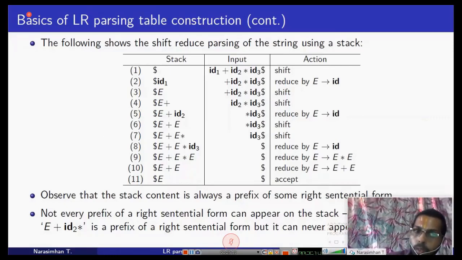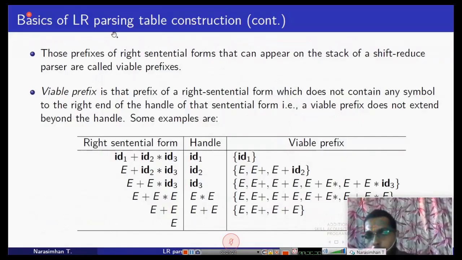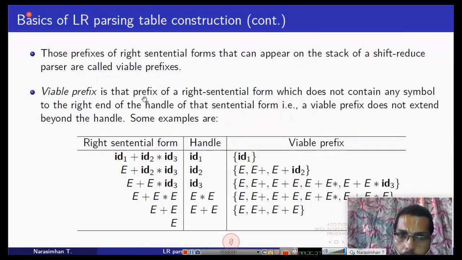So those prefixes of right sentential forms that can appear on the stack of a shift reduce parser are called viable prefixes. That is how you informally define it. Viable prefixes are those prefixes of right sentential forms that can appear on the stack of a shift reduce parser. More formally, it could be defined like this. A viable prefix is that prefix of a right sentential form which does not contain any symbol to the right end of the handle of the sentential form.